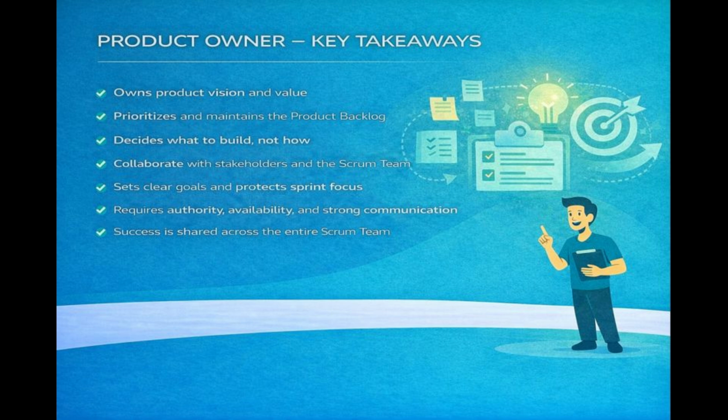Product owner, key takeaways. Owns product vision and value. Prioritizes and maintains the product backlog. Decides what to build, not how. Collaborates with stakeholders and the Scrum team. Sets clear goals and protects sprint focus. Requires authority, availability, and strong communication. Success is shared across the entire Scrum team.